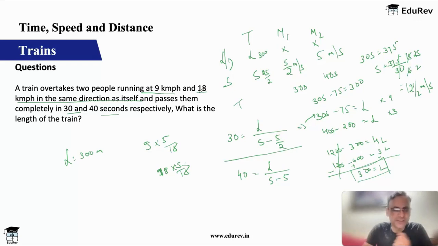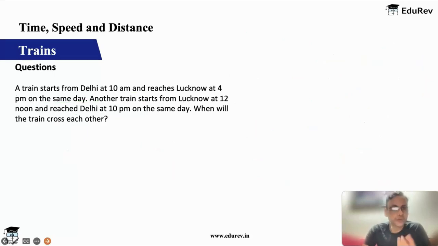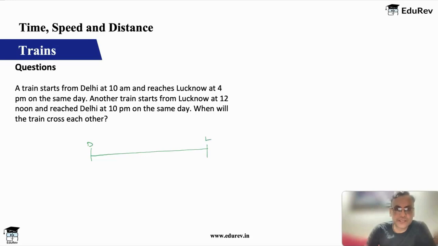So simple question, very similar to what we had done earlier, right? Let's do a slightly higher level of question. And this question is one of my favorites. A train starts from Delhi at 10 AM and reaches Lucknow at 4 PM on the same day. So let's say this is Delhi, this is Lucknow, 10 AM and reaches 4 PM.